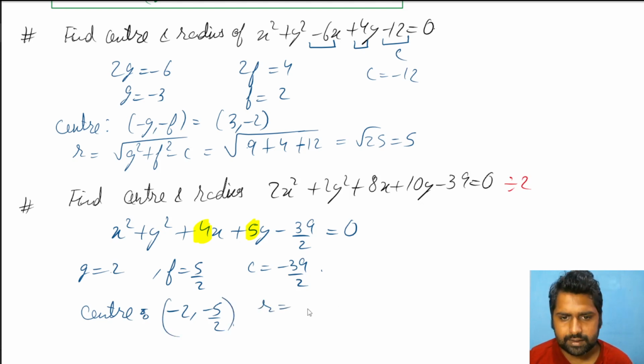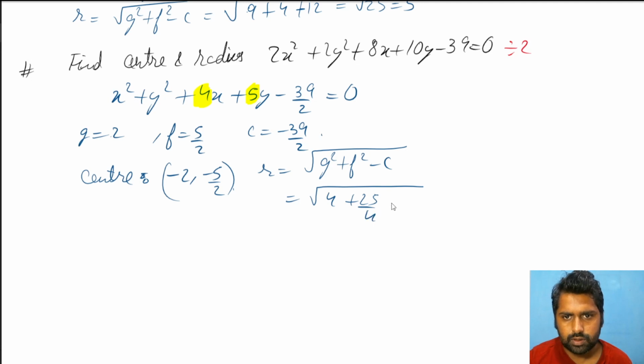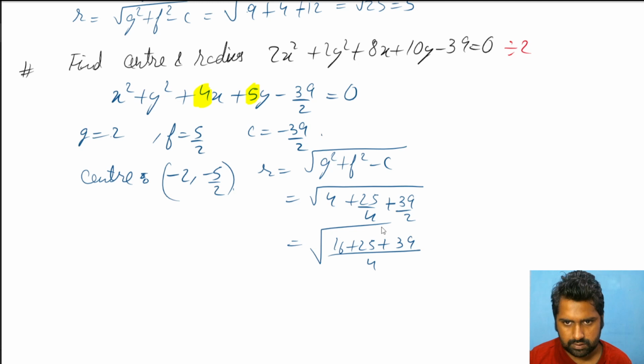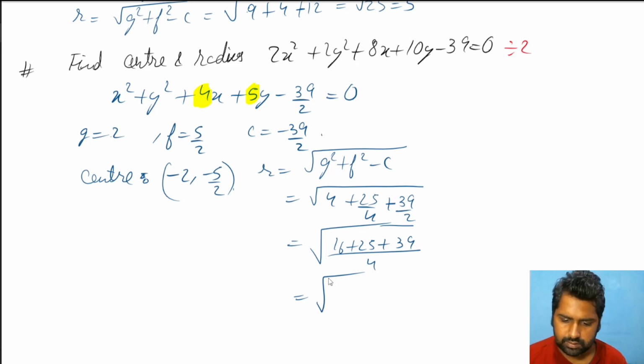Radius, yes, it will take time: square root of g square plus f square minus c. Let's calculate. So square root of 4 plus 25 by 4 minus of minus 39 by 2, so plus 39 by 2. Let's calculate. Square root, 4 is 16, plus 25 plus 39. 25 plus 16 is 41, 41 plus 39 is 80. So square root of, it is coming 80.